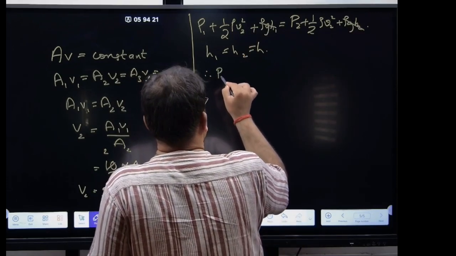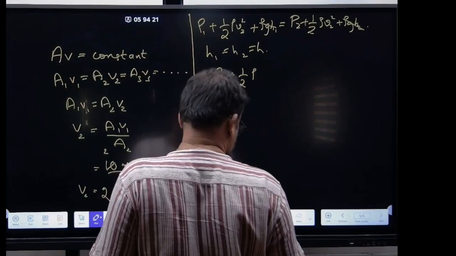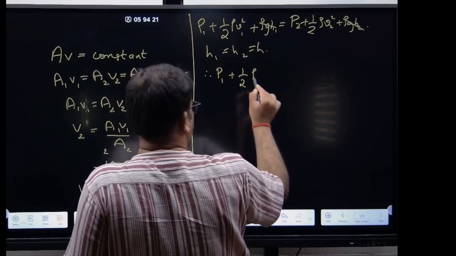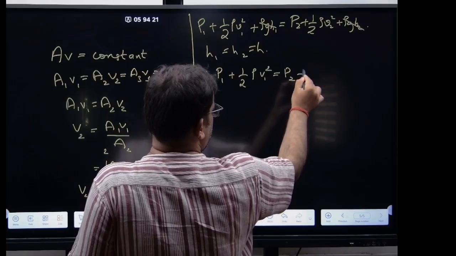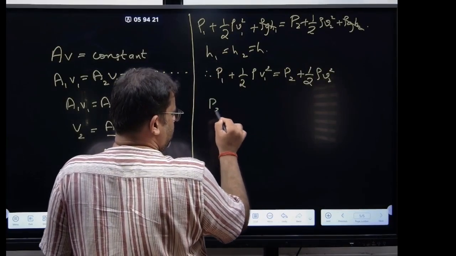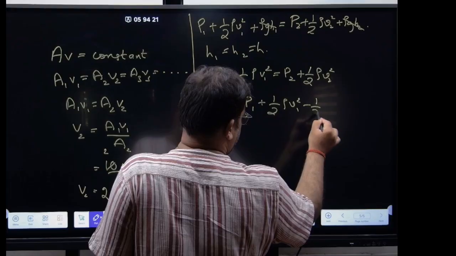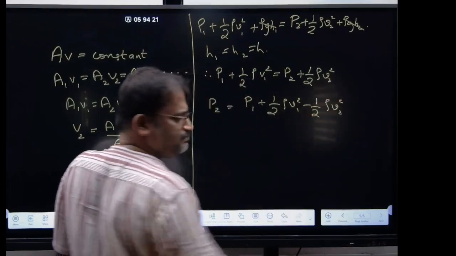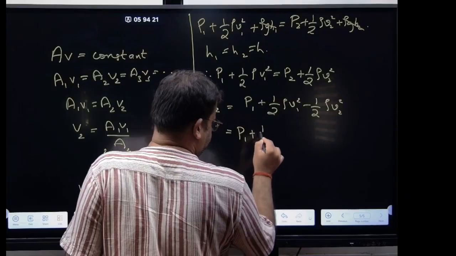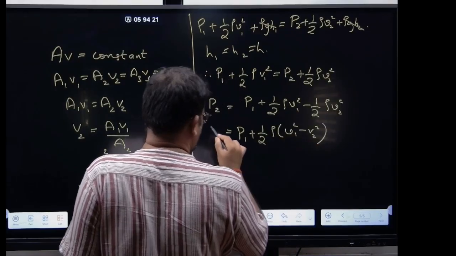So therefore we can write P1 plus half rho V1 square. I have to change this. Please remind me when I am writing wrong. So it is V1 square. It is equal to P2 plus half rho V2 square. Now what is P2? P2 is equal to P1 plus half rho V1 square minus half rho V2 square. Correct? Now the next part of the expression is half rho, V1 square minus V2 square.